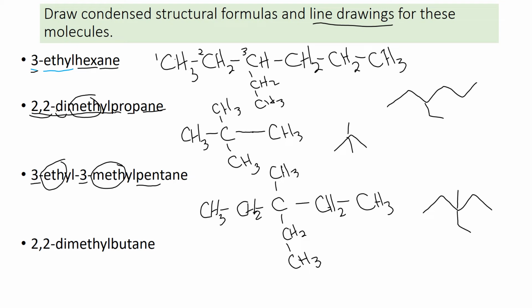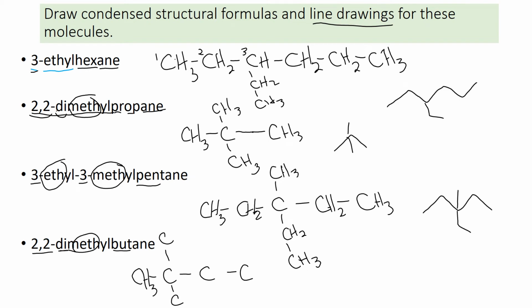Last one, we have 2,2-dimethylbutane, starting with the root, but. That tells us 4 carbons. 1, 2, 3, 4. And then we have methyl, that's 1 carbon, and 2 of them, and they're both on carbon 2. So I'm going to put a branch on this one, branch on that. So 2,2-dimethylbutane.